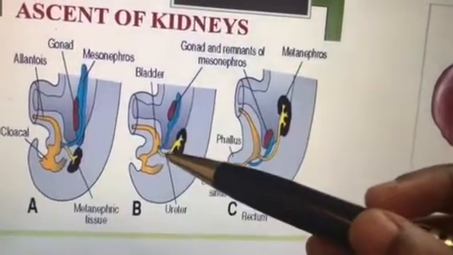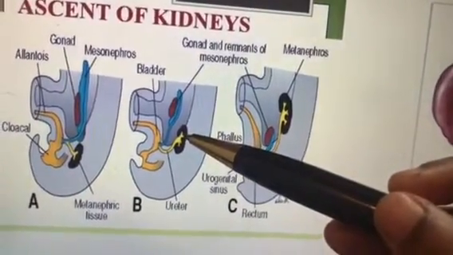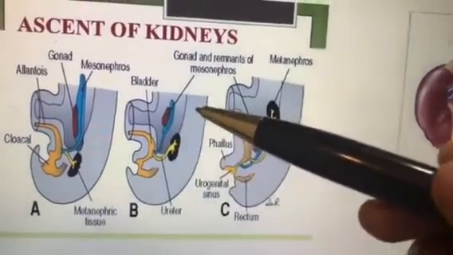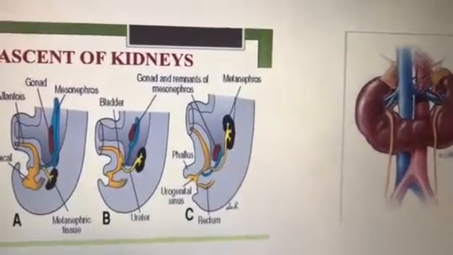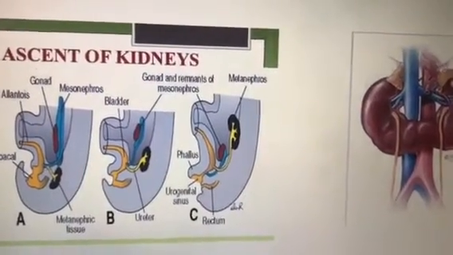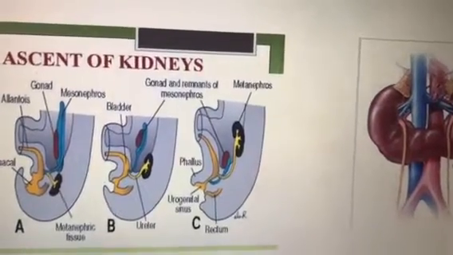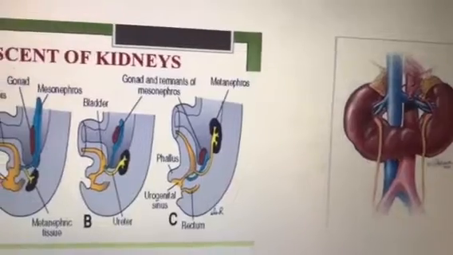So the collecting system of the kidney develops from the ureteric bud, and the excretory system of the kidney develops from the metanephric blastema. So these two are the very important parts. That's all about the development. And then sometimes kidneys won't be going up, so it will be placed in the iliac fossa. That is called unascended kidney, horseshoe kidney. All these are embryological things.